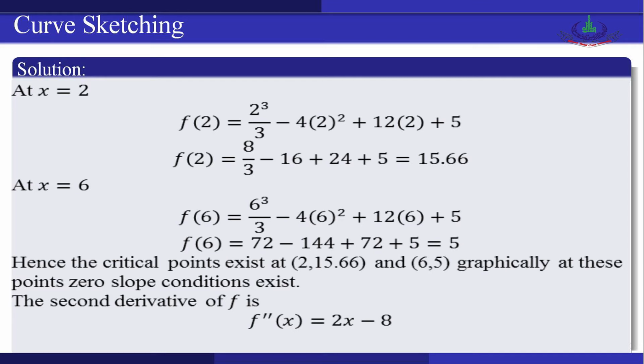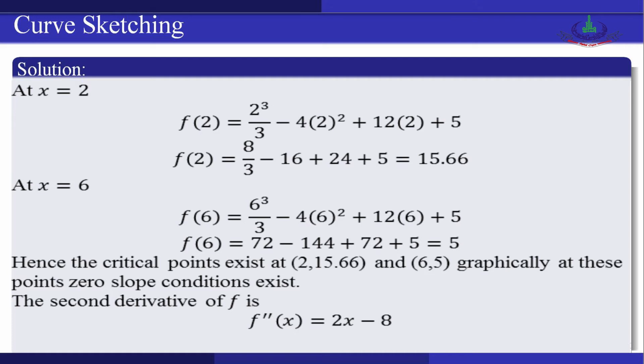Similarly, at the point x is equal to 6, we get f of 6 is equal to 6 cube over 3 minus 4 into 6 square plus 12 times 6 plus 5. That is, we get f of 6 is equal to 5. Hence, the critical points exist at the points (2, 15.66) and (6, 5). Graphically, all these points have zero slope and we have that the zero slope condition exists.